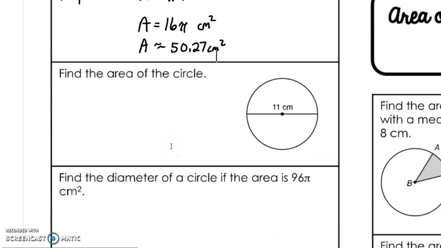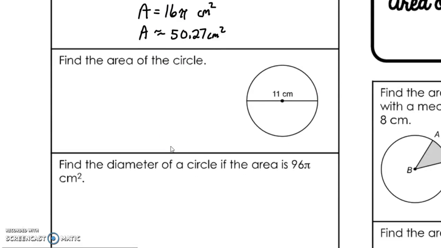Okay. So here, find the area of the circle. If you look at the 11, it's indicating that the 11 is the diameter. So if 11 is the diameter, what is the radius? All right, you divide it by 2, and the radius is 5.5. So if the radius is 5.5, what is the area of the circle?